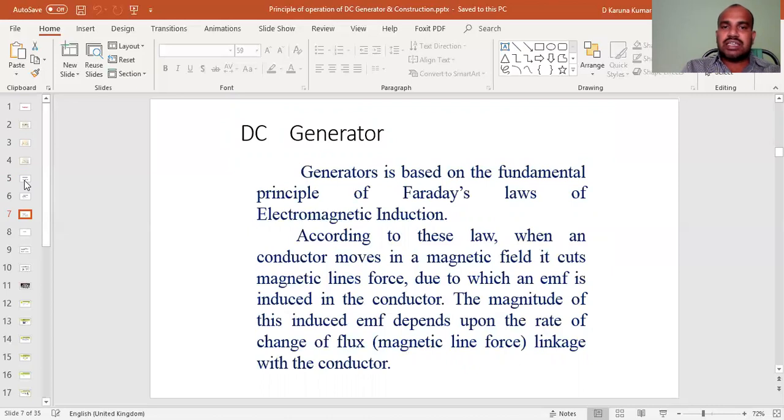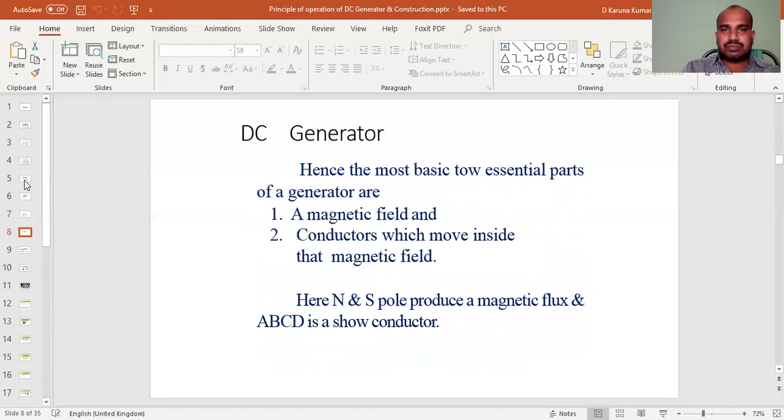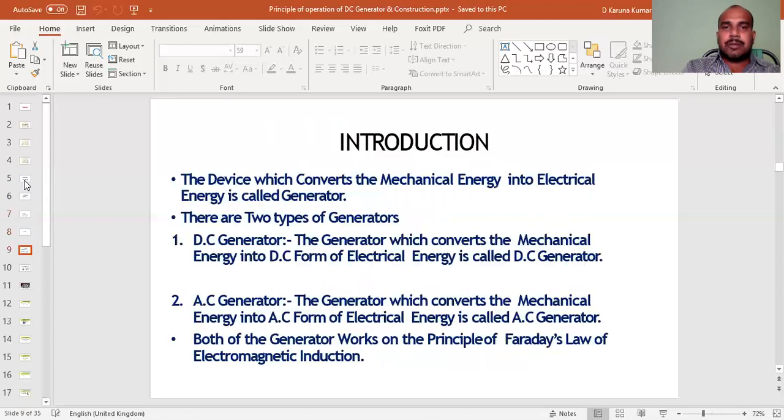The first law is that whenever a conductor moves in a magnetic field, it cuts the magnetic lines of force, and an EMF is induced in the conductor. The second law is that the EMF is directly proportional to dφ/dt, the rate of change of flux. The two important parts of a generator are the magnetic field and the conductors. A generator converts mechanical energy to electrical energy.